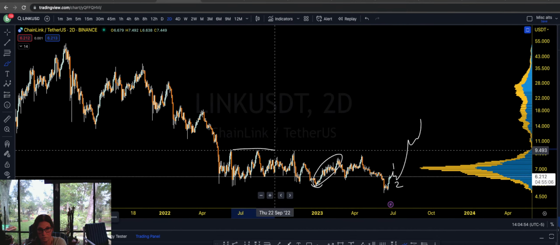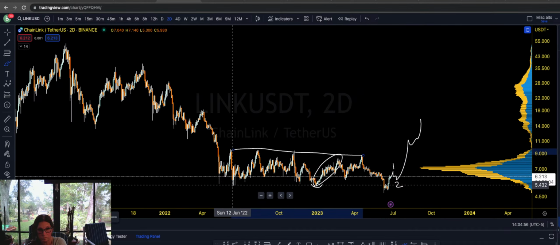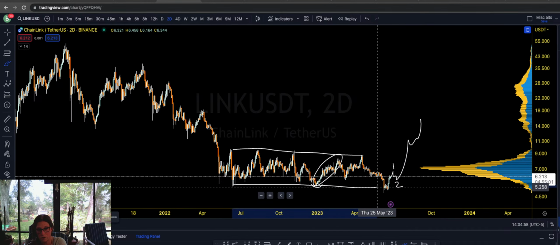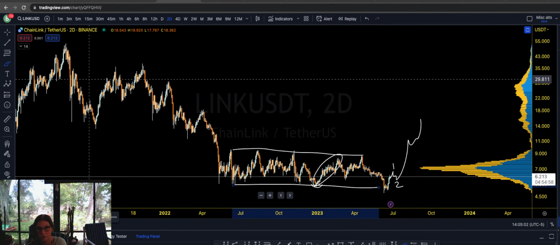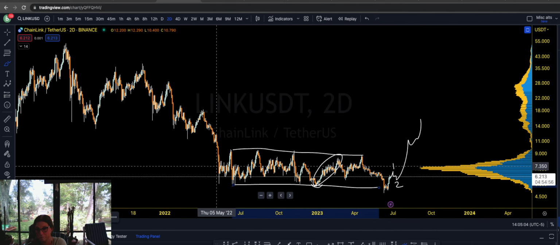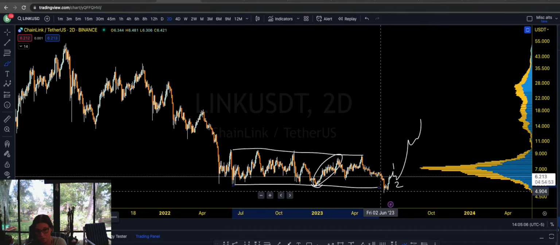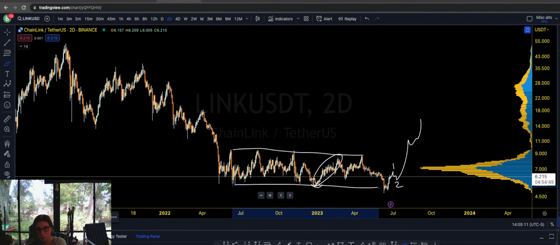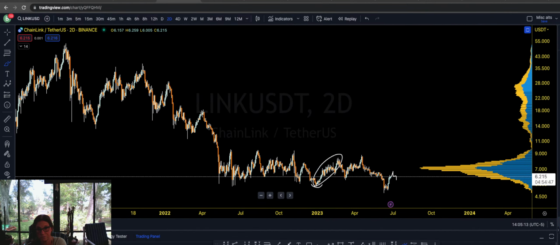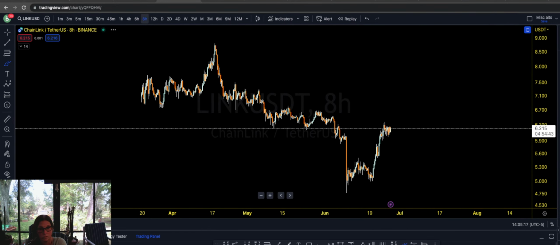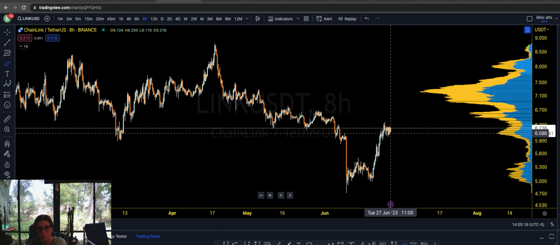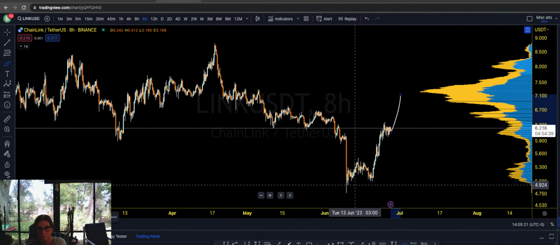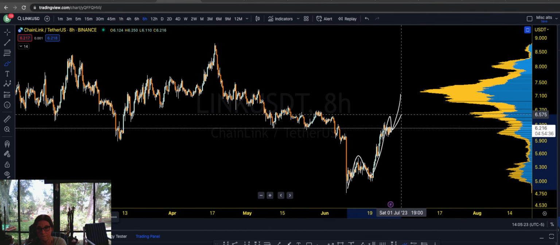All of this sideways movement is a connecting wave. This stuff back here. These alts have got to pop to the upside, or they're just going to be crushed. So we need Link to give us a 5th wave. 1, 2, 3, 4, 5.